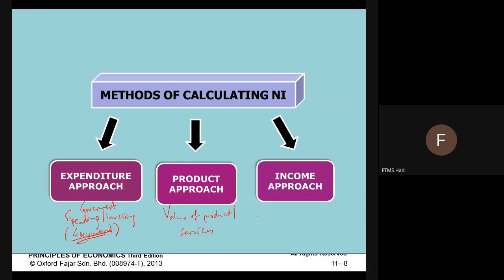All right, the last one is income approach. Income approach is more on trade, that means more on export and import, or also money in and money out, currency in and out. Whatever money flows into the country and whatever money outflows from the country, they can take it as a consideration to calculate national income.